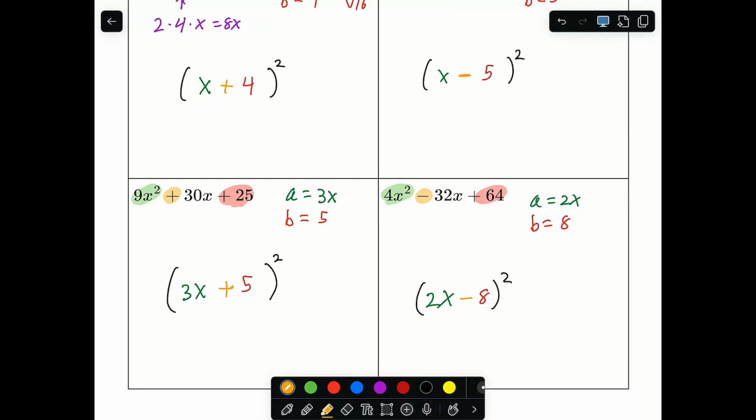So that's the end of factoring with perfect square trinomials and factoring difference of squares.